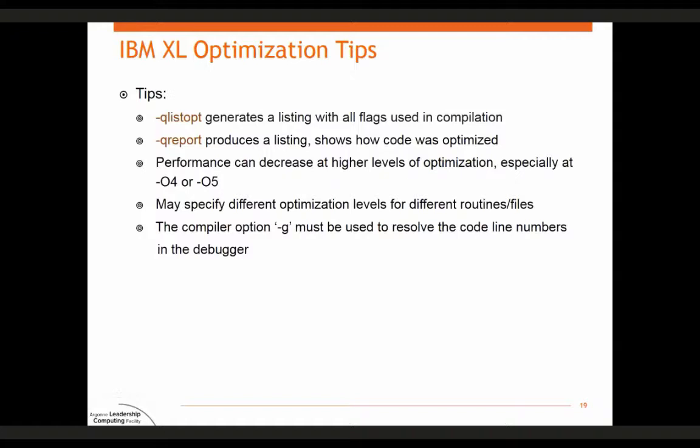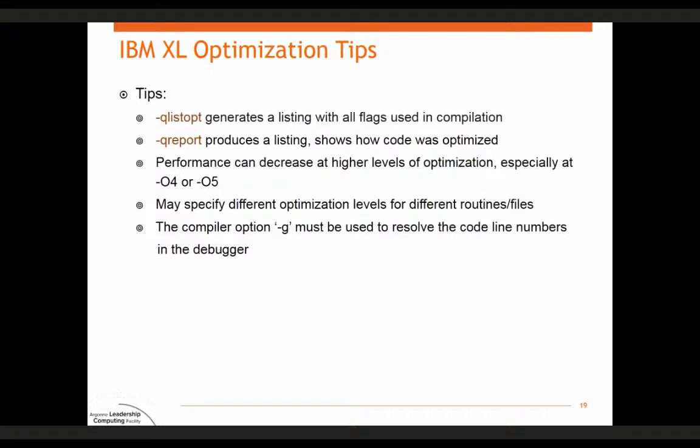One other important flag is -g, which tells the compiler to include debugging information and resolve code line numbers. For the most part, we recommend not turning debugging off and instead just by default compiling with -g.